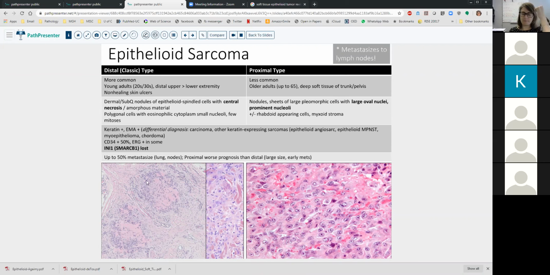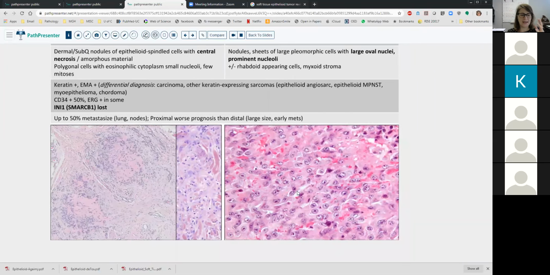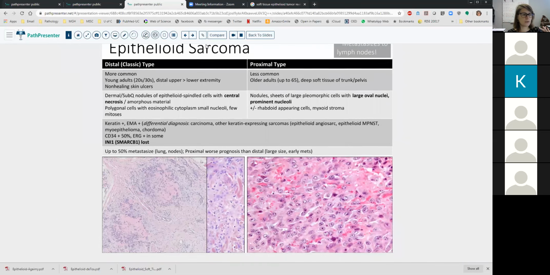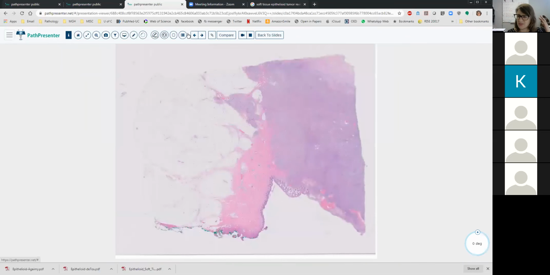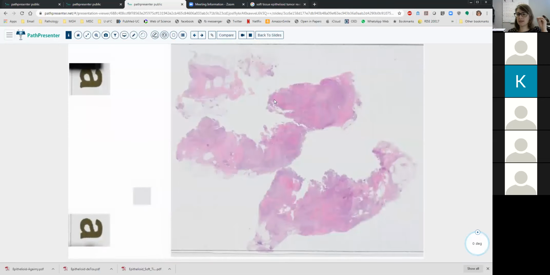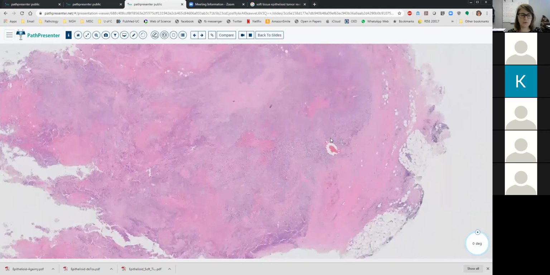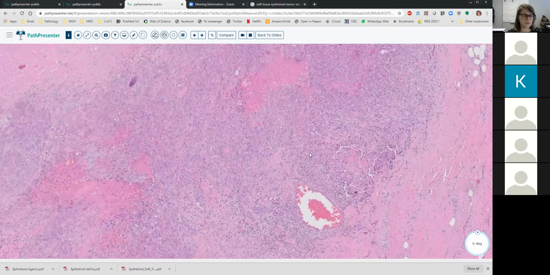The distal type tends to be a little bit more bland and organized in these almost granulomatous structures. The proximal type tends to be somewhat more plump and juicy looking and organized in sheets, okay? So for both of these, of course, so strongly keratin positive that carcinoma is the first thing a lot of people think about. But please, please, please don't forget, it's easy to just do the INI1.